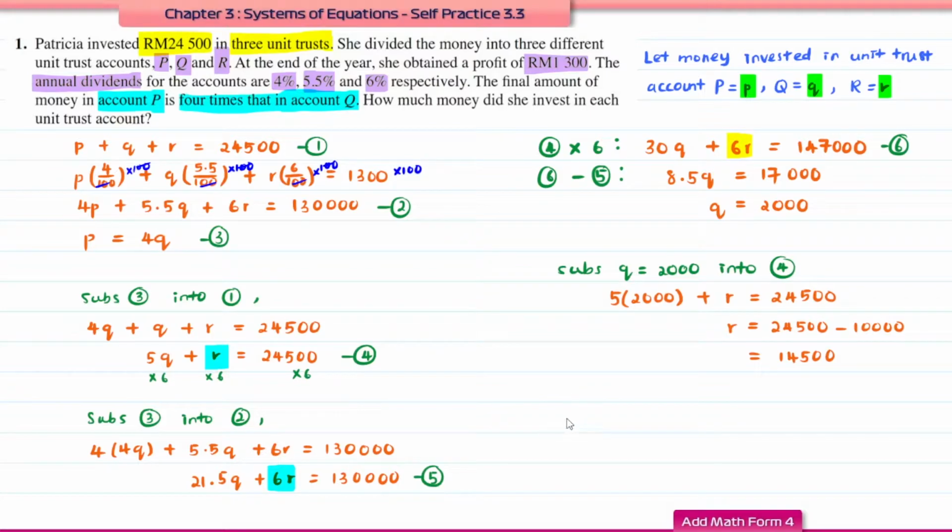Last, we're going to substitute Q equal to 2,000 into equation 3 to find P. So P is equal to 4Q, so 4 times 2,000, which is equal to 8,000. So 8,000 ringgit is the amount of money that Patricia invested in the unit trust account P.